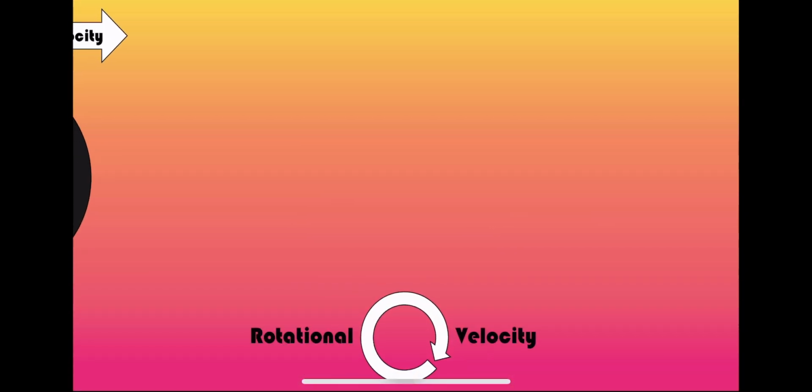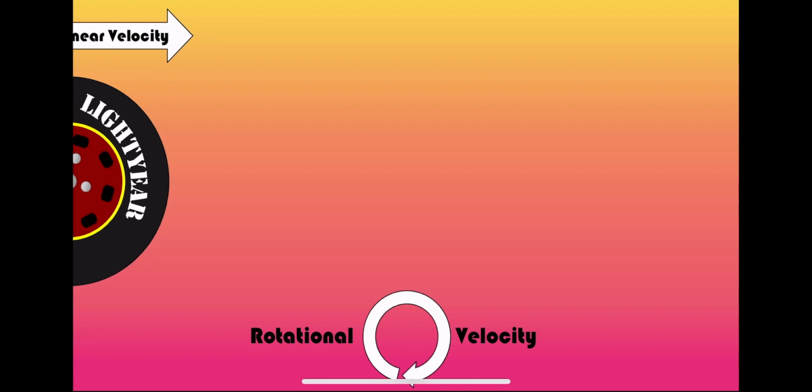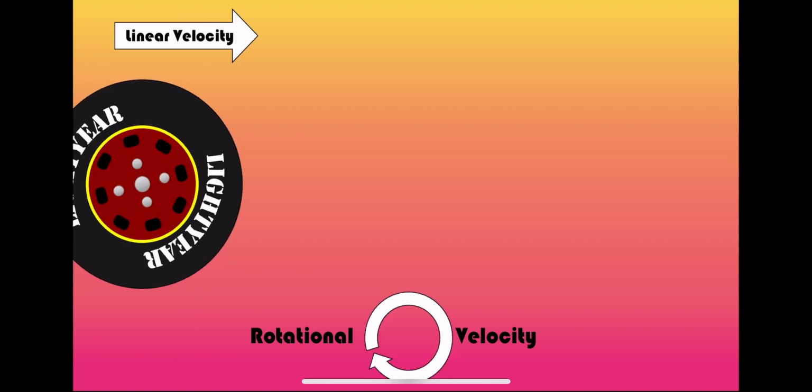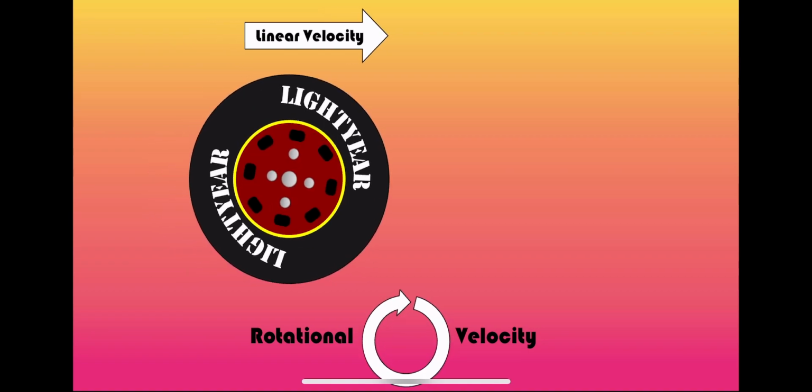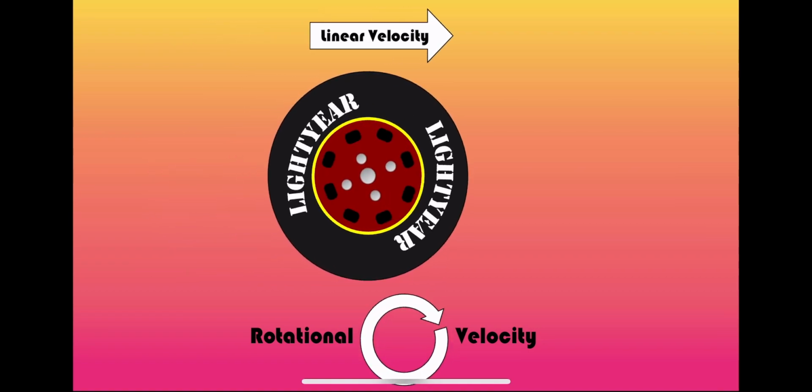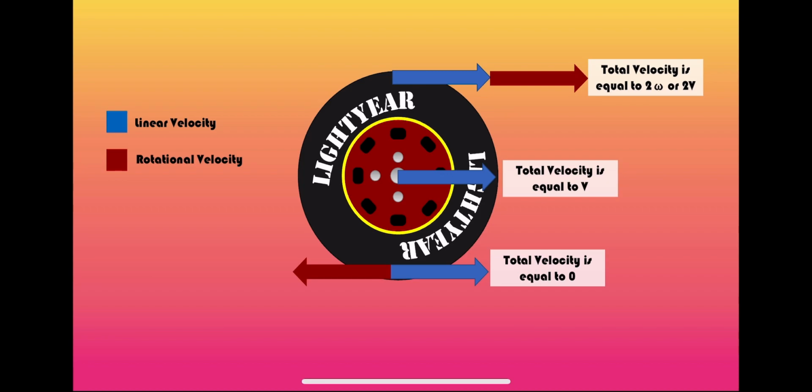When you're driving in general, your wheels are moving with both a rotational and linear velocity. So to figure out how fast each part of the wheel is moving, let's just add these two velocities together for the total velocity of the top, bottom, and center of the wheel. As you can see, the rotational and linear velocities are moving at the same speed and thus have equal magnitudes.